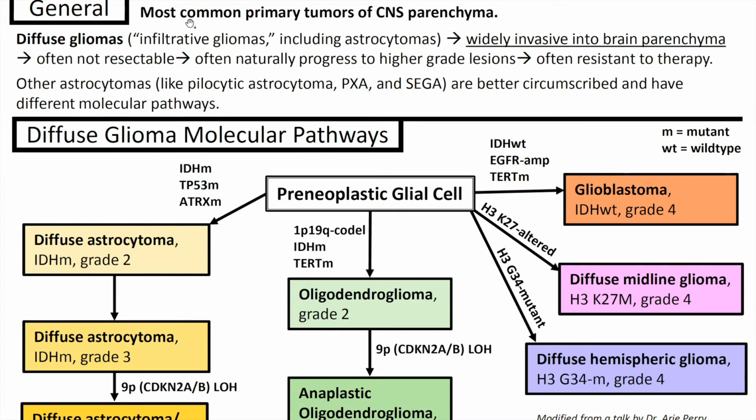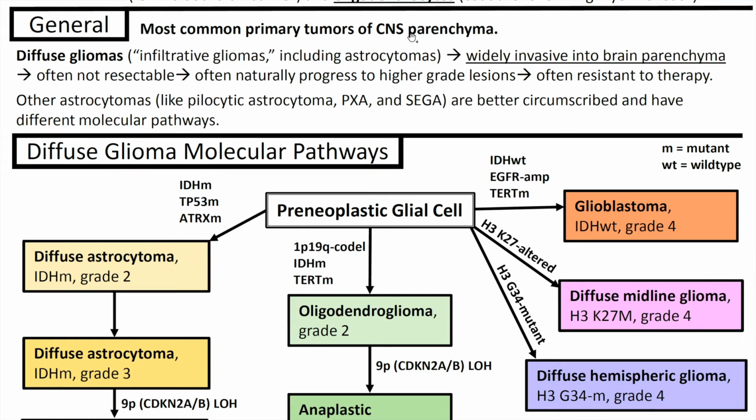In general, gliomas are the most common primary tumors of the central nervous system parenchyma. Diffuse gliomas, or infiltrative gliomas, including astrocytomas, are widely invasive into the brain parenchyma, often not resectable, and they often naturally progress to higher grade lesions, often resistant to therapy. Other astrocytomas like pilocytic astrocytoma, pleomorphic xanthoastrocytoma, and SEGA, or subependymal giant cell astrocytoma, are better circumscribed and have different molecular pathways.